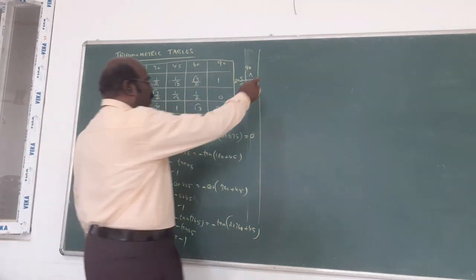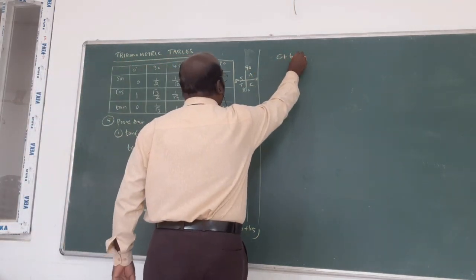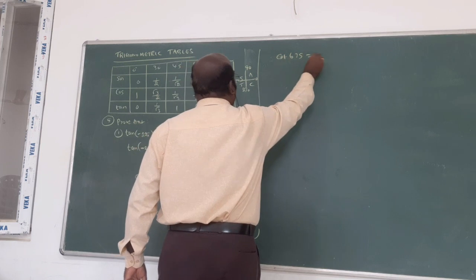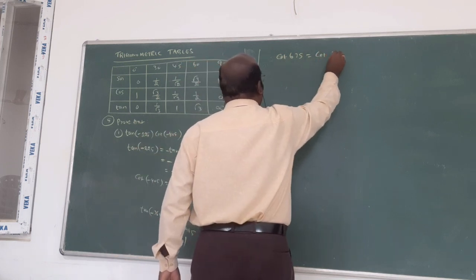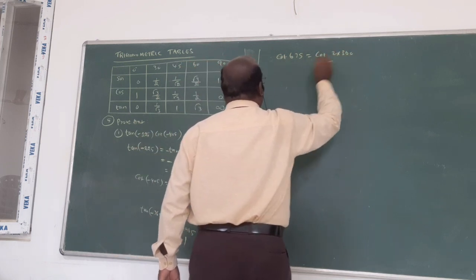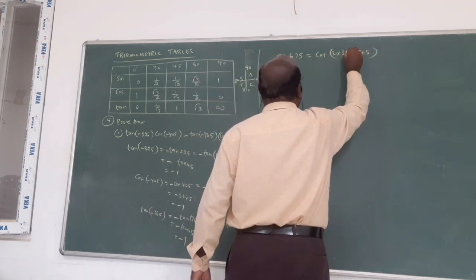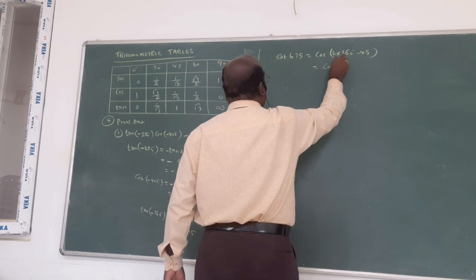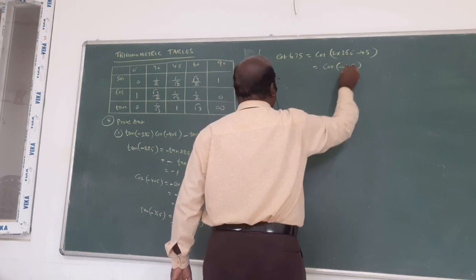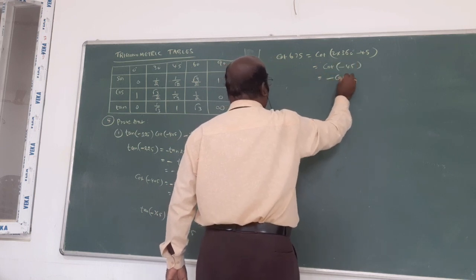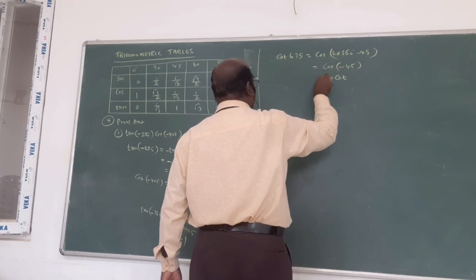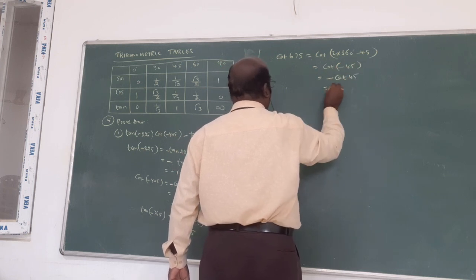The last one is what? Cot 675. This is also written as cot of 2 into 360, that is 720, minus 45. Okay? 720 becomes 0, minus 45 remains. Again, minus, because cot is an odd function, cot 45.